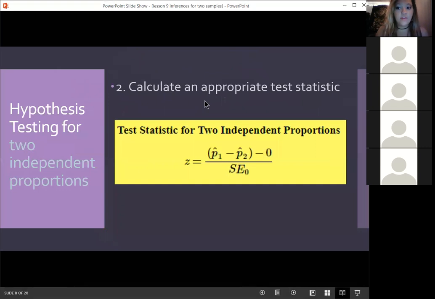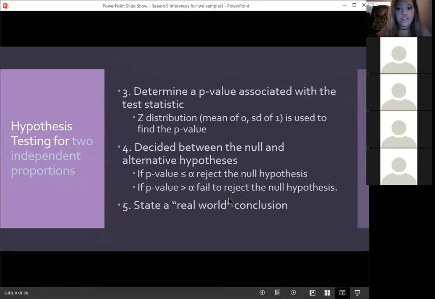Our second step, calculate that appropriate test statistic. Once again, this is going to be Z for proportions, and then make sure you have that second P value in there, our P hat 2, so our second sample proportion, and our standard error will be on the denominator there. So that's our test statistic for 2 independent proportions, because we have 2 proportions here in our sample statistic.